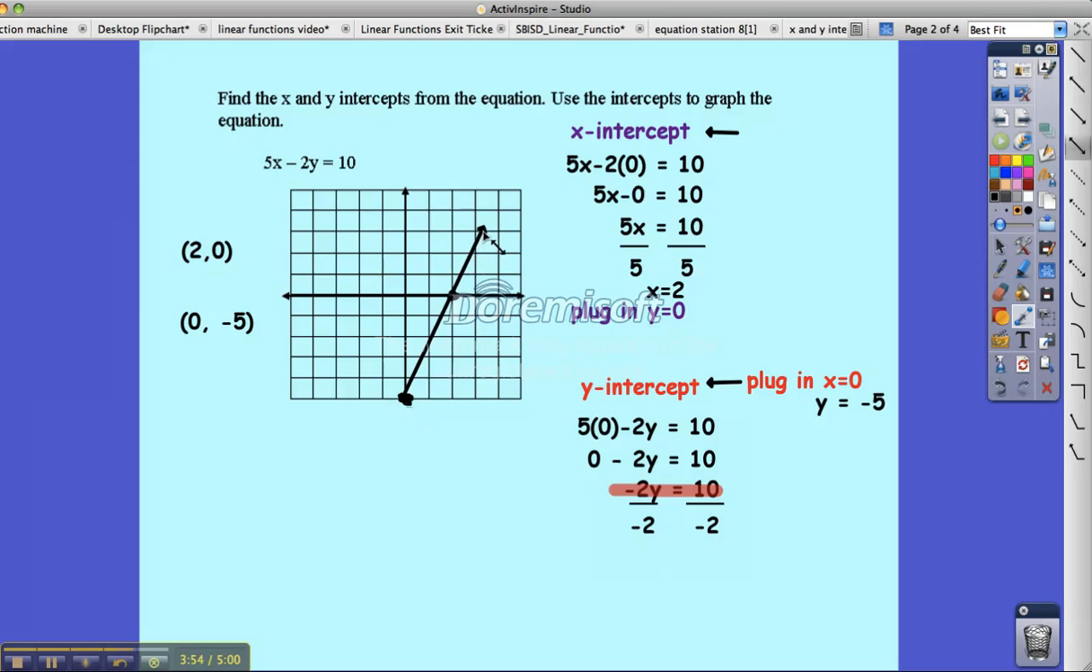And it is going to go on forever and ever, so notice my line goes between them and goes on forever. There we go. And that's it. That's how we can use the x and y intercepts to graph the equation.